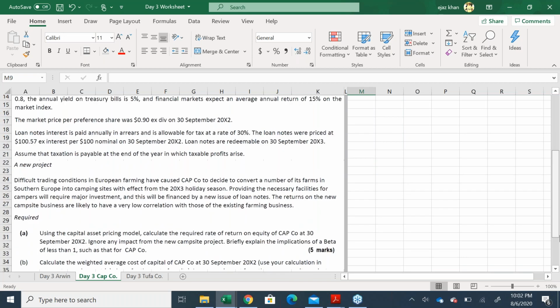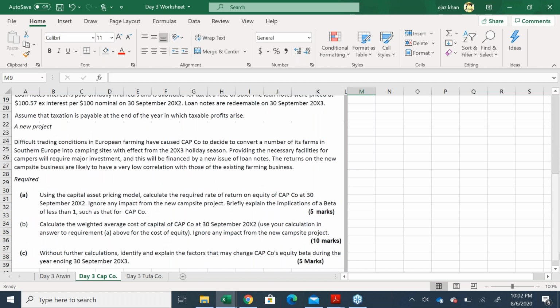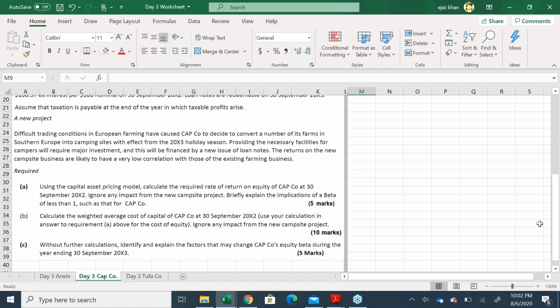Okay, now let's move to our next question: using the capital asset pricing model, calculate the required return on equity of CAP company at 30th September. Ignore any impact from the new campsite project. Briefly explain the implication of a beta of less than 1, such as that for CAP company.